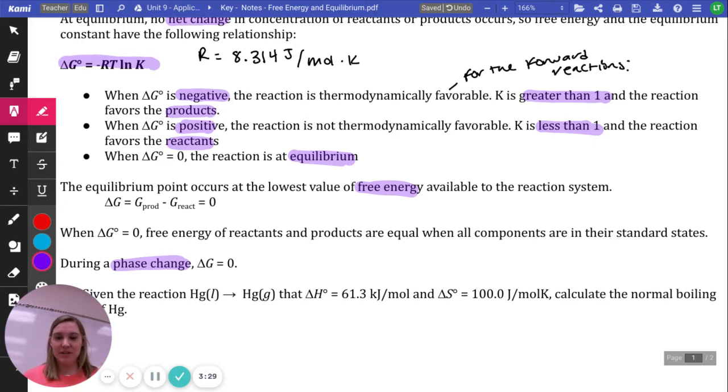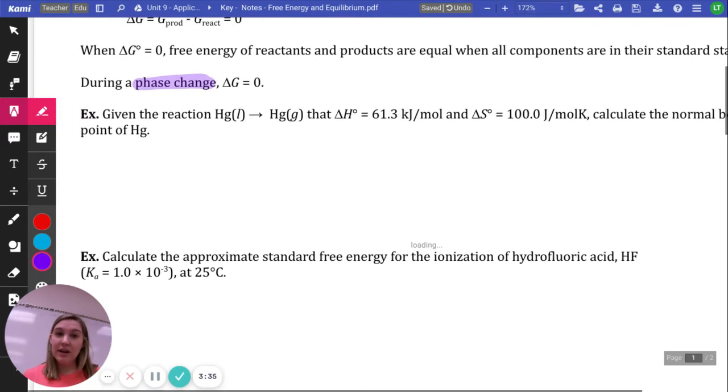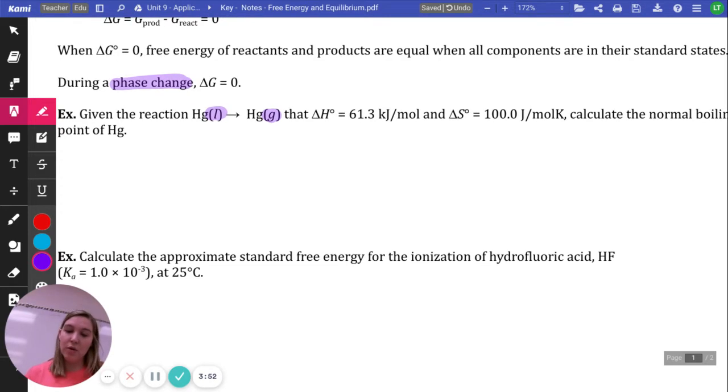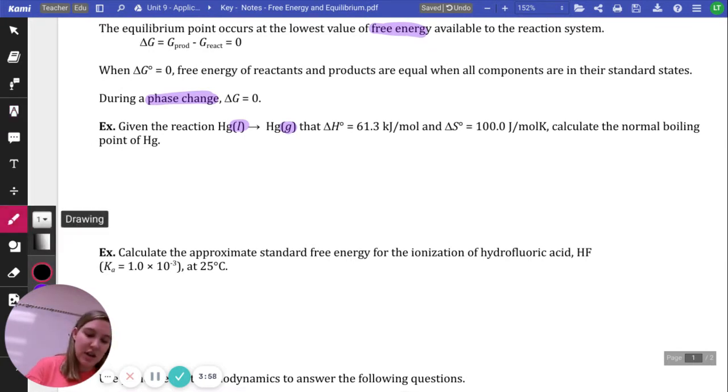We're going to solve two problems together now. All right, this first one says, given the reaction of mercury going from a liquid to a gas, so basically when mercury boils, delta H is equal to 61.3 kilojoules per mole, and entropy is equal to 100 joules per mole Kelvin. Calculate the normal boiling point of mercury. We just learned that during phase changes, delta G is equal to 0. So we can use that to solve for what temperature that would happen at, and that would give us our boiling point.